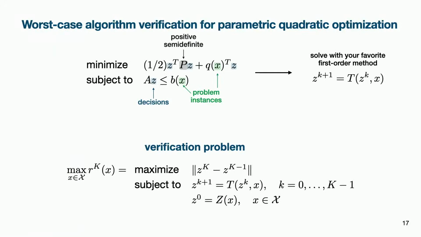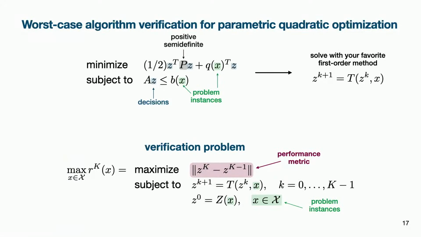So then the verification problem becomes, in this case, the problem of maximizing over the problem instances, which are, again, this parameter x that appears here, the performance metric, which is the norm of the fixed point residual here. And the constraints, now you could imagine these constraints to be relatively simple sets that I can deal with, but then the complicated part is how to represent the algorithm steps here, because these are equalities, so they can heavily impact the geometry of the problem that I'm trying to solve.